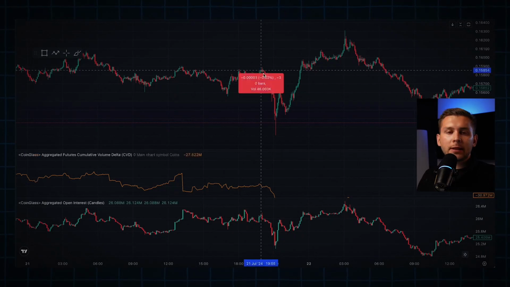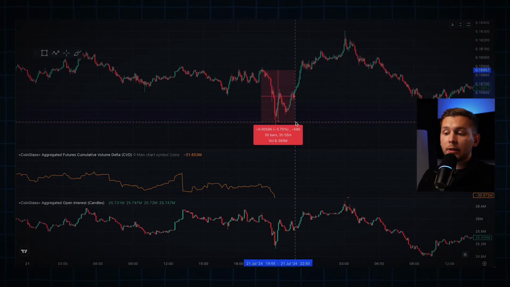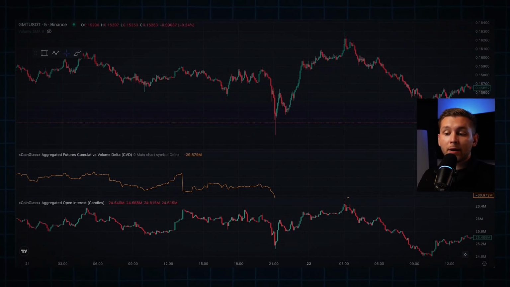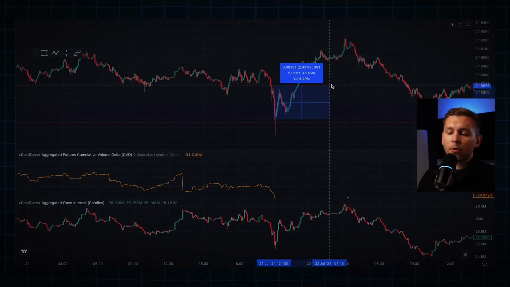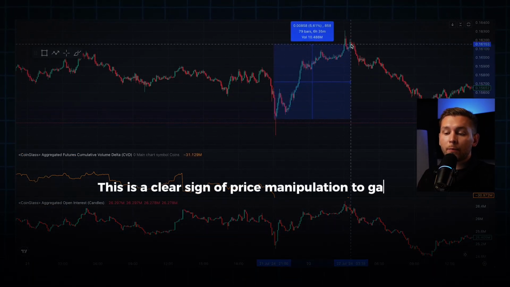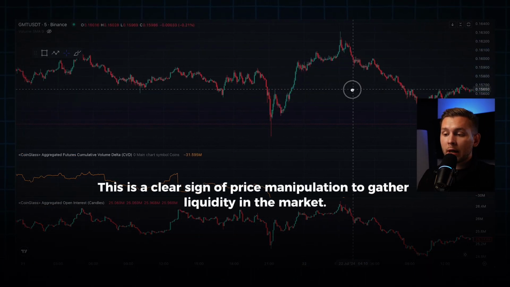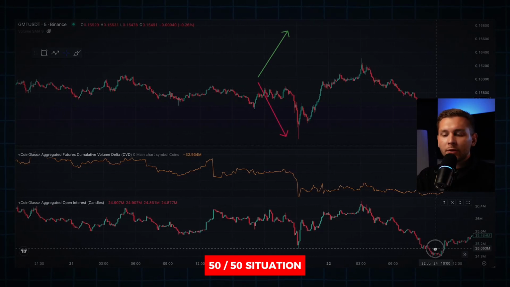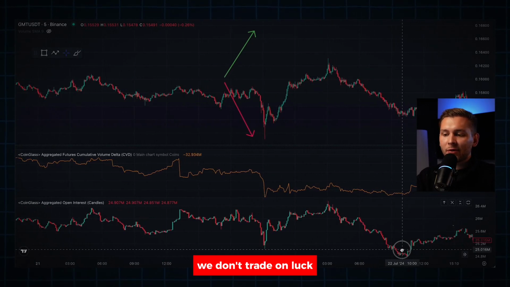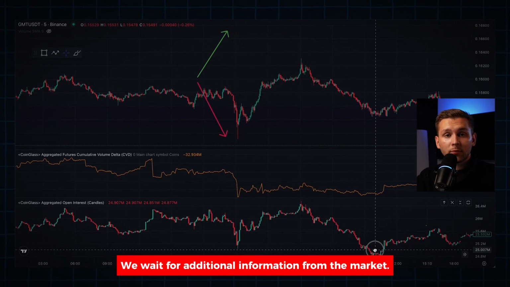In this example, we see that the price dropped by 3% in an hour, then rose by more than 5% in a few hours. This is a clear sign of price manipulation to gather liquidity in the market. And of course, I'll talk about trading from liquidation in a separate video on my YouTube channel. In this situation, it's 50-50, but we don't trade on luck. We wait for additional information from the market.